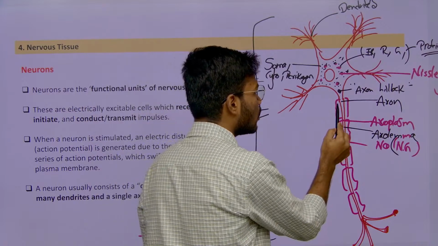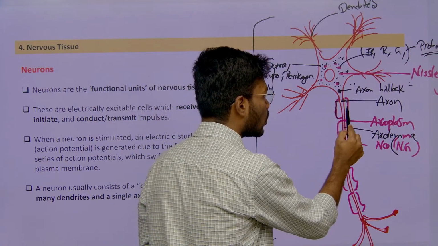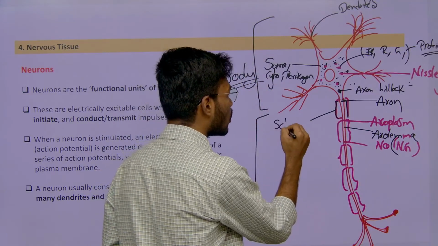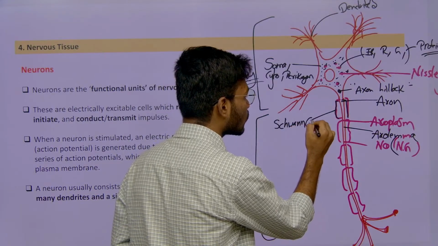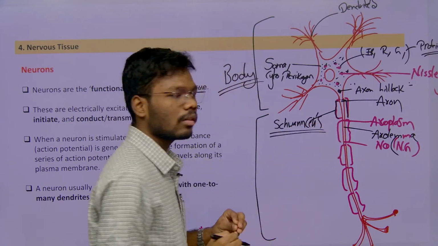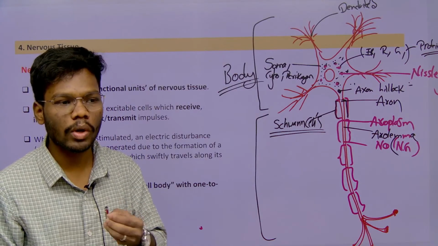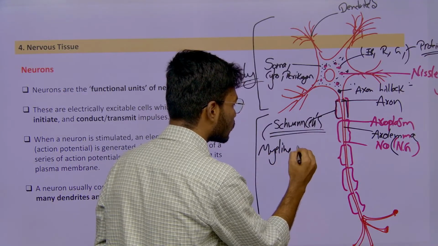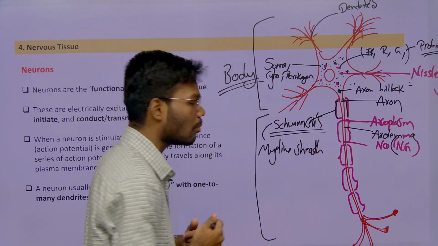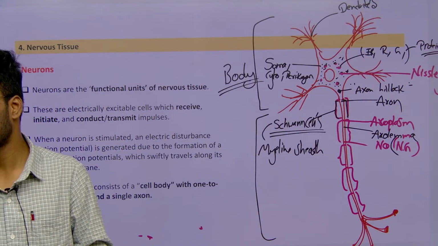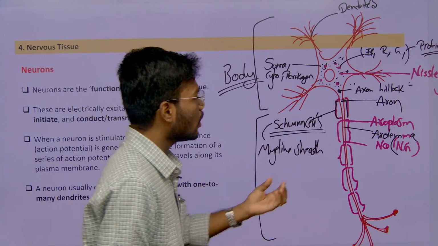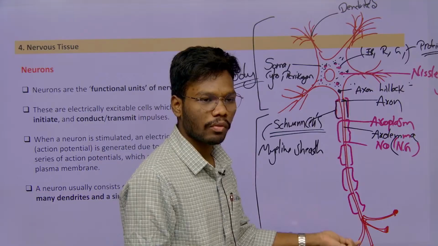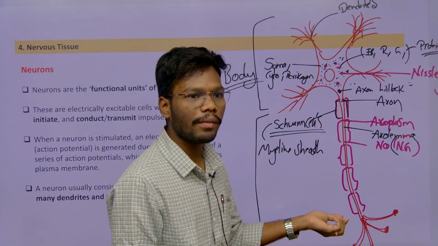Next, if you observe, I drew some different kind of structure on this axon. What is it? This is called a Schwann cell. These are very important to produce one layer which is called the myelin sheath. Sir, why do we require the myelin sheath? Why is it responsible? Because the nerve impulse is transferred from this area to this area, right? It takes some amount of time. To increase the speed, we require the myelin sheath.